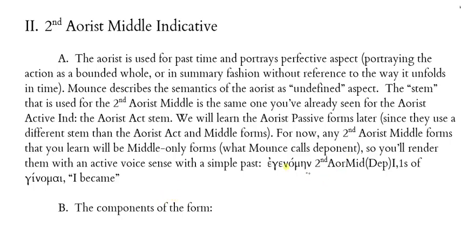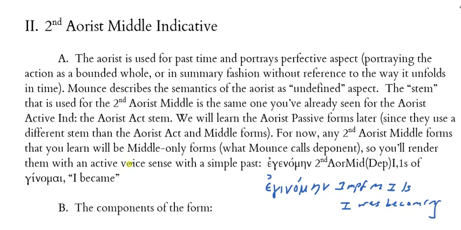And of course, if you want to compare this to this form, egenomen, what's that? This is I was becoming. That's the imperfect middle indicative, first person singular. I was becoming. Okay? So you see both of these are past time. I became, I was becoming, but one is portraying it as unfolding in time, and the other one as a simple, summary, unbounded event. Okay?